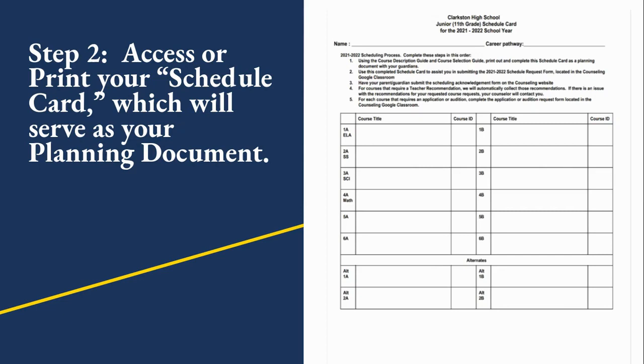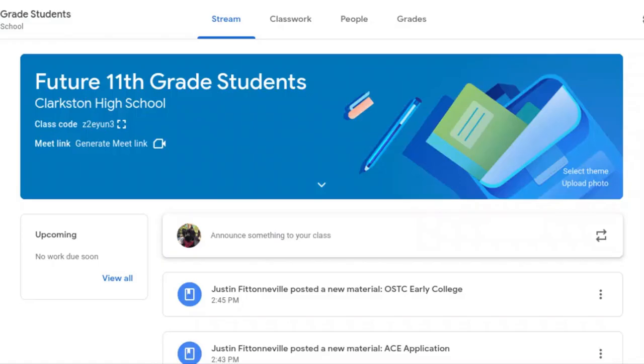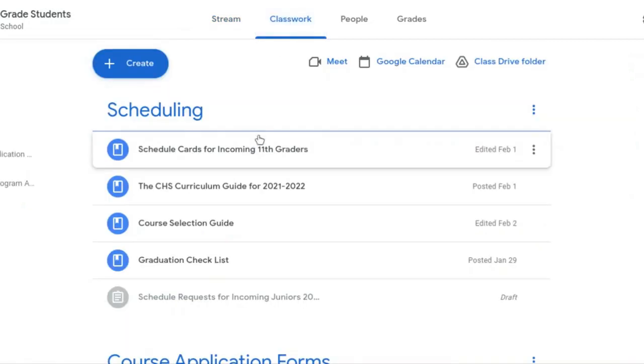Step 2 will be to access and/or print your schedule card, which this year will serve as a planning document in the scheduling process. Once you access your Google Classroom, you will go to Classwork and then Schedule Cards for incoming 10th, 11th, or 12th graders, depending on your future grade.